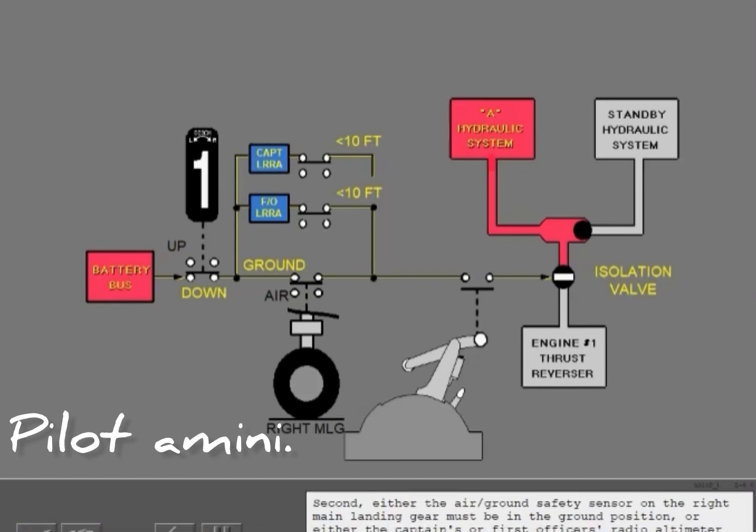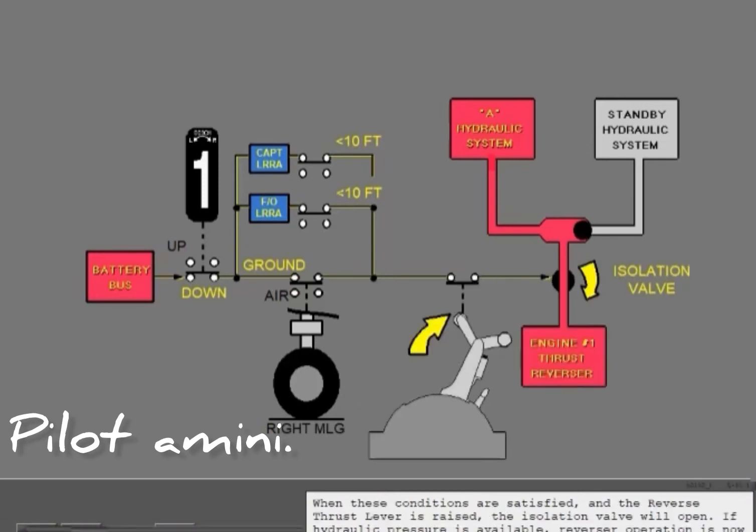Second, either the air-ground safety sensor on the right main landing gear must be in the ground position, or either the captain's or first officer's radio altimeter must be sensing less than 10 feet. When these conditions are satisfied and the reverse thrust lever is raised, the isolation valve will open. If hydraulic pressure is available, reverser operation is now possible.